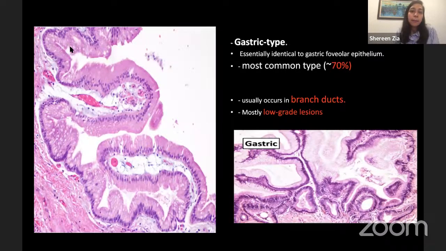So gastric type IPMN, as you can see over here, is pretty reminiscent of the gastric foveolar epithelium seen in the gastric tract. They maintain their mucinous epithelium on the top and the four-cell lineage seen in the gastric epithelium normally, and they are the most common type. They account for about 70% of IPMN cases. They are usually low grade.